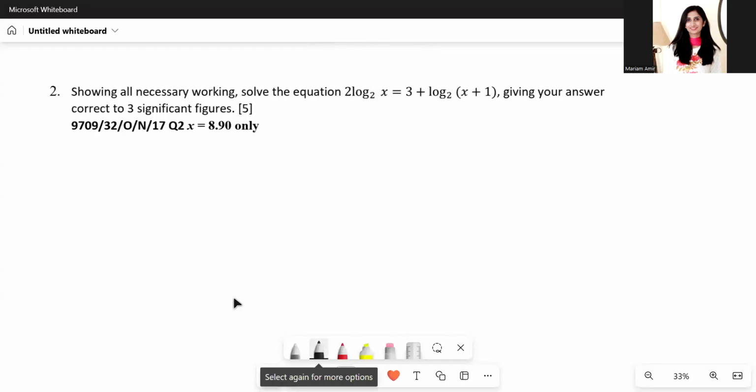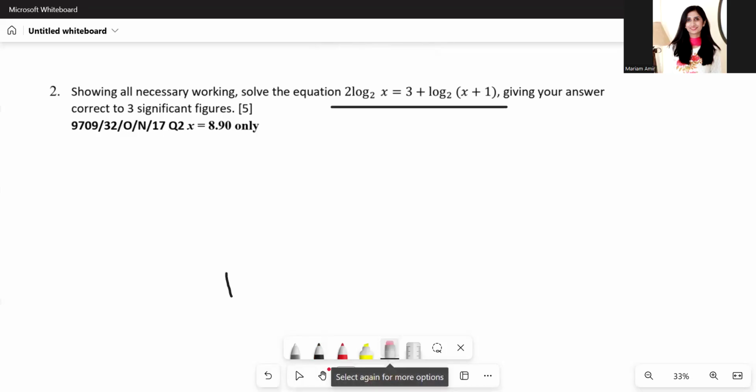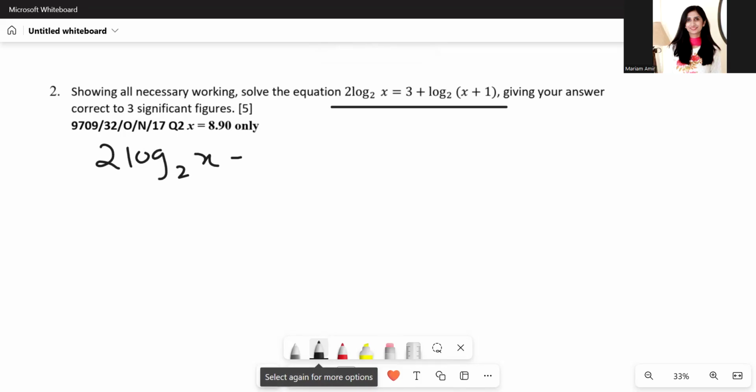Okay, so we're solving this question on solving log equations. This is the equation and we need to solve it, that is, get the value of x. So remember, the first thing you need to do is move all the log terms to the same side. So we'll get this.